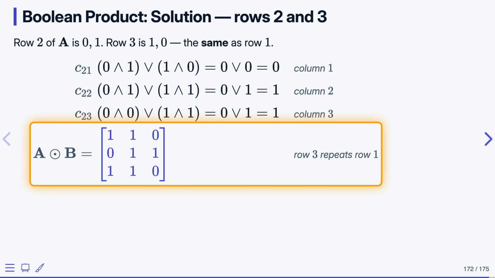Now row 3 of A, look at it. It is 1, 0, exactly the same as row 1. Same row, same columns, same answer. So row 3 of the product repeats row 1. The Boolean product has rows 1, 1, 0; 0, 1, 1; and 1, 1, 0.